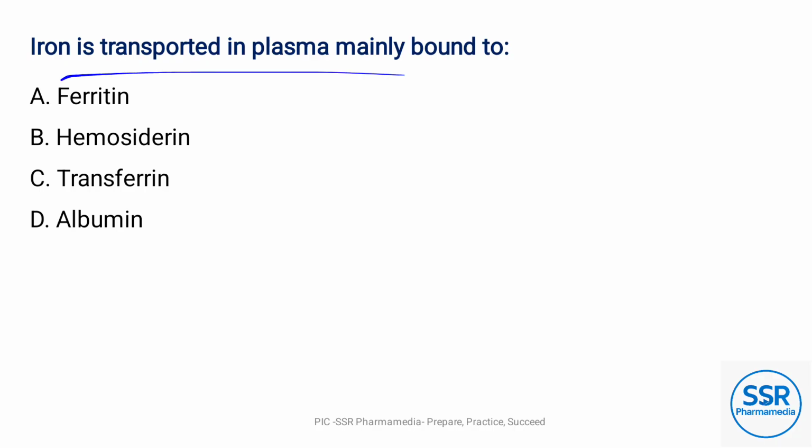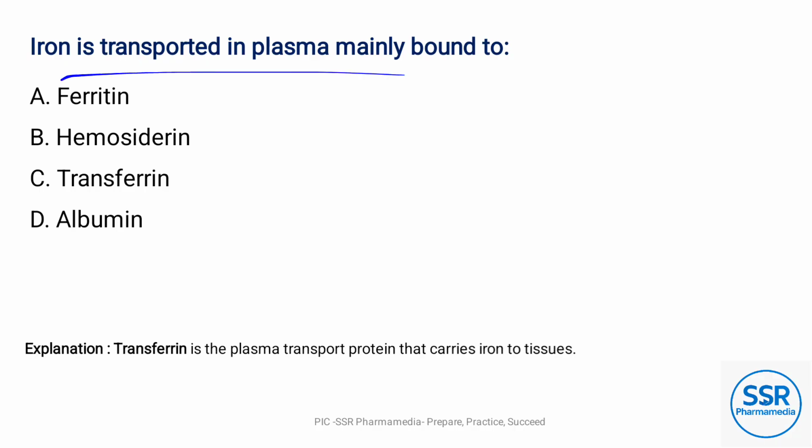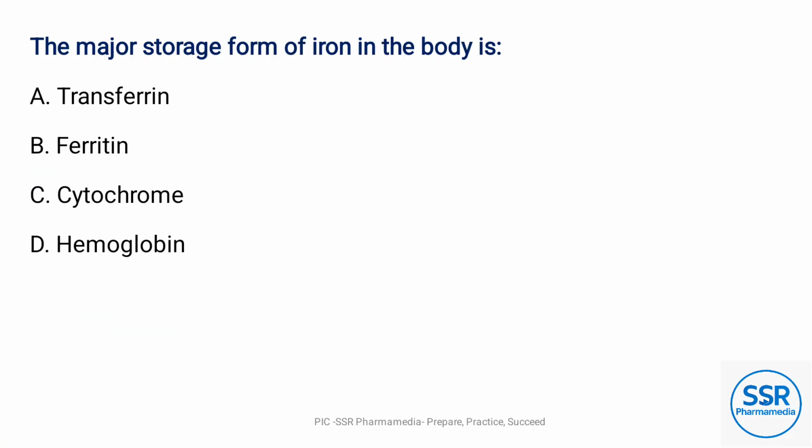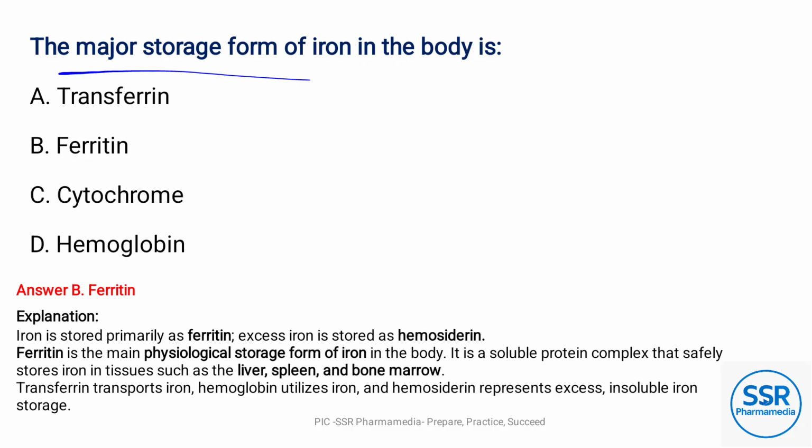Iron transported in plasma mainly bound to transferrin. So option C is transferrin. Transferrin is a plasma transporter protein that carries iron to tissues. The major storage form of iron in the body is, so option B, ferritin. So iron is stored primarily as ferritin.